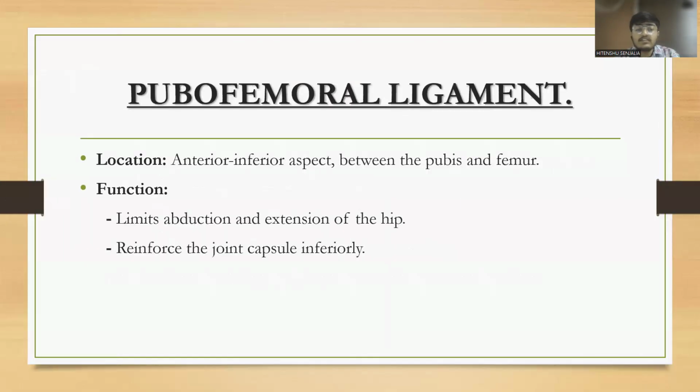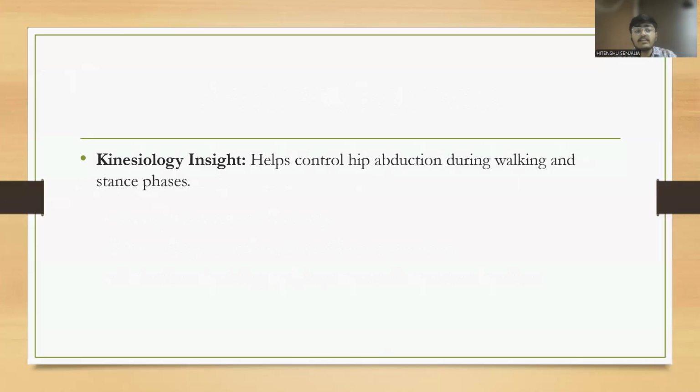The second is the pubofemoral ligament. The location of this ligament is the anterior inferior aspect, between the pubis and femur. The function of this ligament is to limit abduction and extension of the hip and reinforce the joint capsule inferiorly. The kinesiology insight is that it helps control hip abduction during walking and the stance phase.